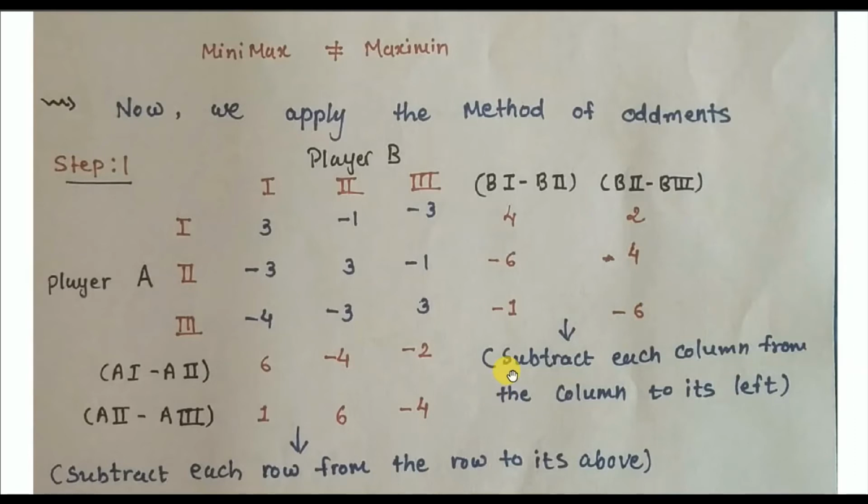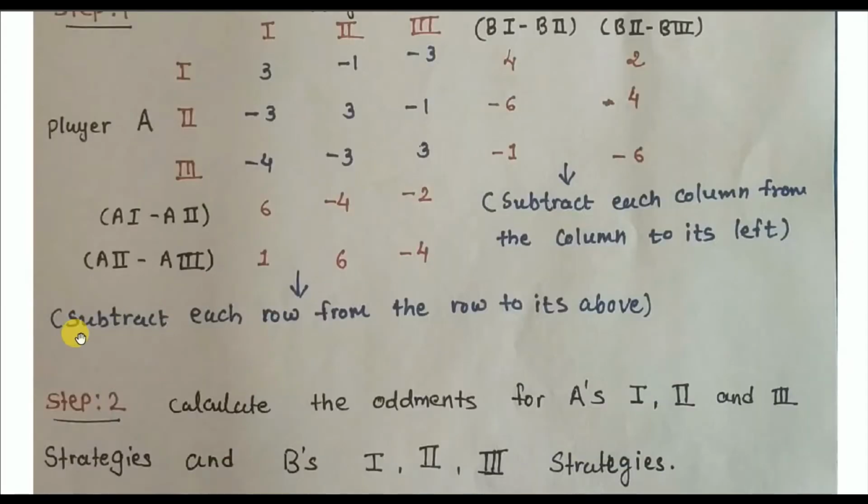Here I also write down that you subtract each column from the column to its left. That means you always have to follow this way to find the difference. In the same way, subtract each row from the row above it. Now we move ahead to step 2.